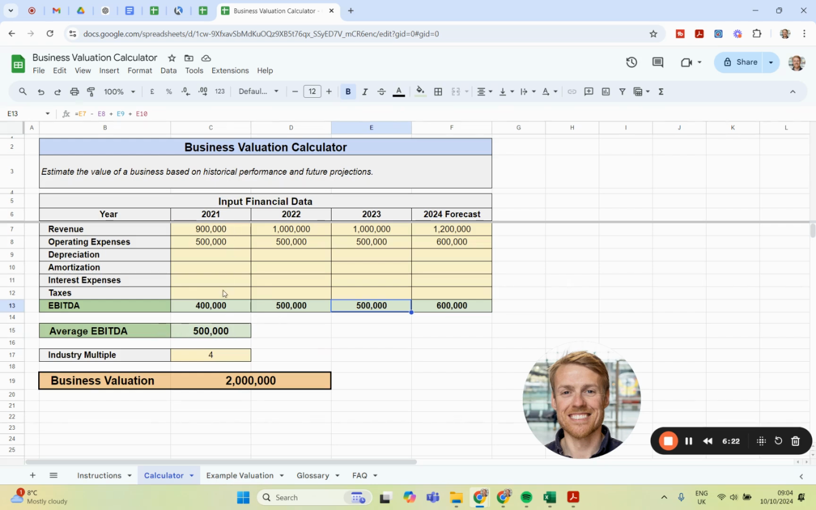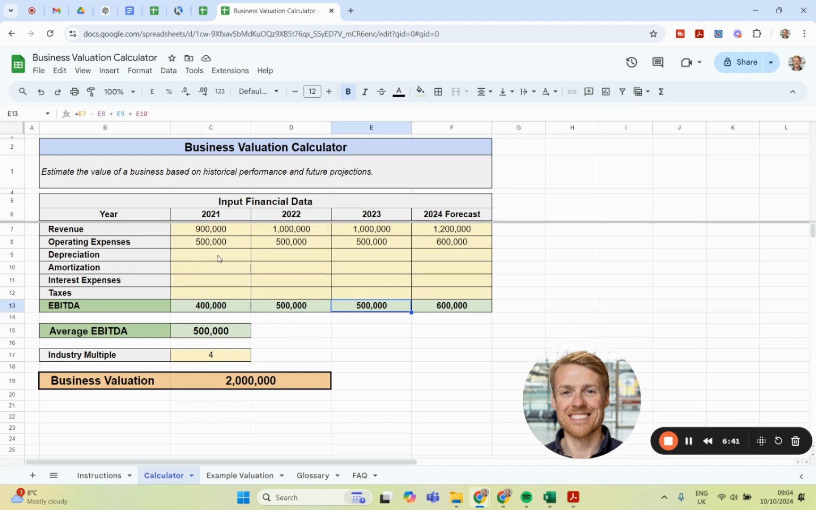So in this case, we've got 400,000 for 2021, 500,000 for 2022 and 2023, and 600,000 for 2024. So the average across all of these years is an average EBITDA of 500,000.